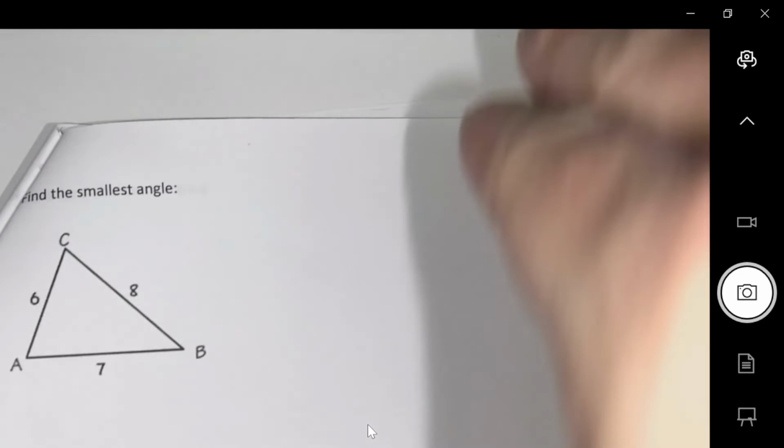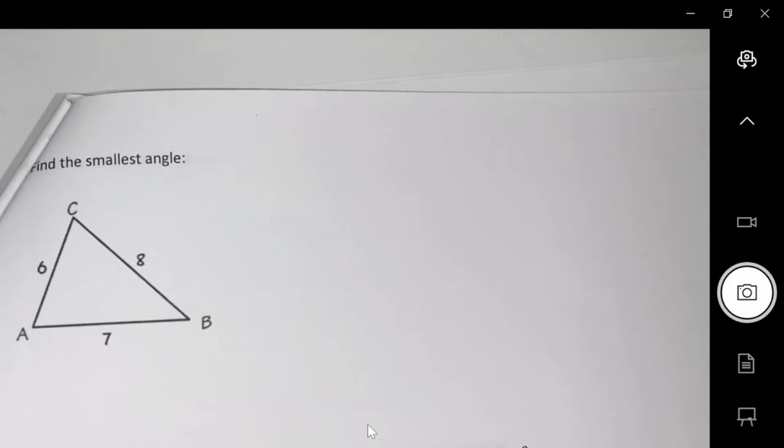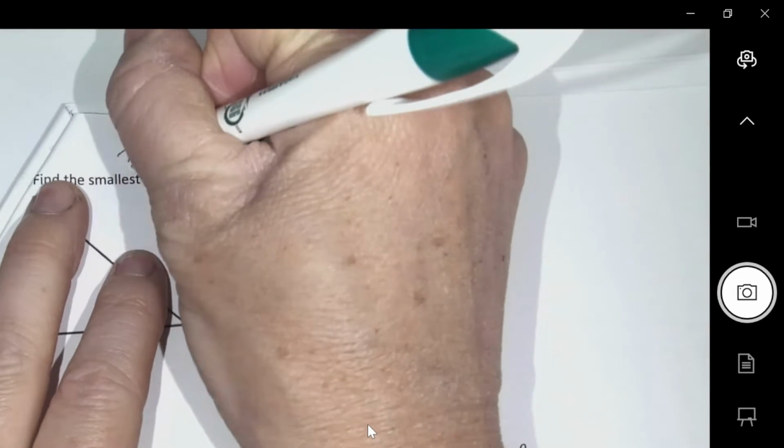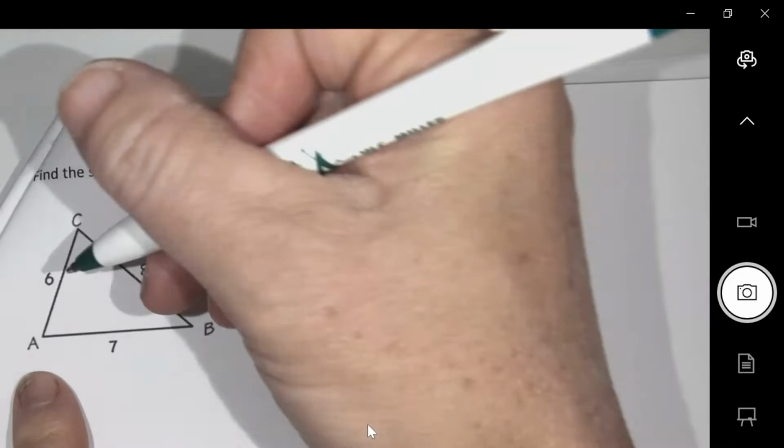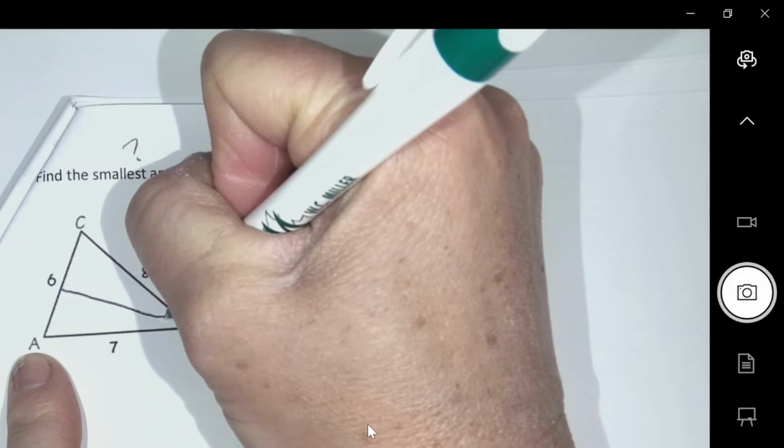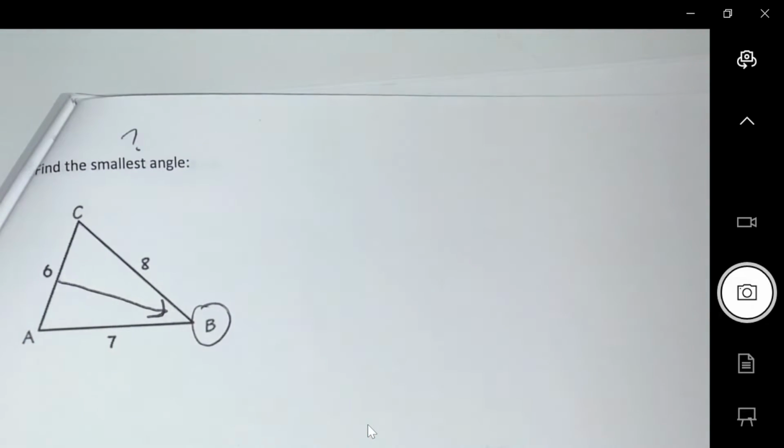Find the smallest angle. How do I know which one is going to be the smallest? It's opposite of the smallest side. So we're looking for angle B. The largest angle is across from the largest side. The smallest angle is across from the smallest side.